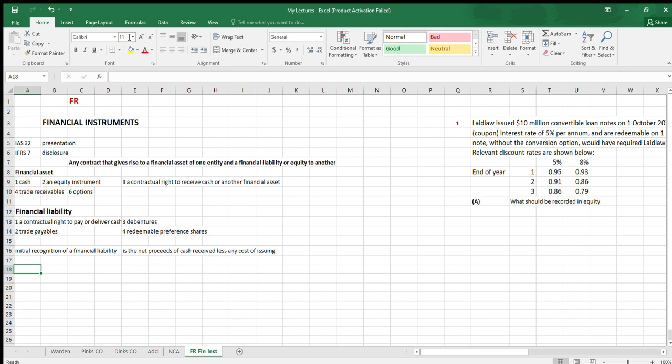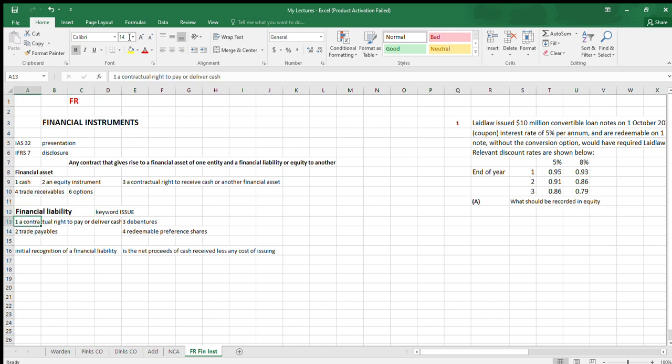So let's say there is an issue. Remember, liability is when there is an economic benefit leaving the entity. The very moment you hear issue, it means it is a financial liability. So the keyword here is issue. The very moment you hear this issue, it means that it is a financial liability, because there is an economic benefit leaving the company.